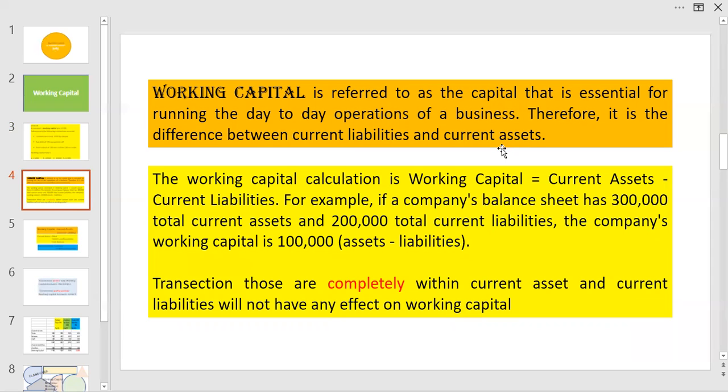In a simple example, let us say the total current assets are 300,000 and current liabilities are 200,000. If you deduct one from the other, you will be left with 100,000, which will be working capital. Current assets may be defined as the sum total of stock, debtors and receivables, cash, bank, etc. Similarly, current liabilities are the sum total of creditors, accounts payable, accruals, etc.